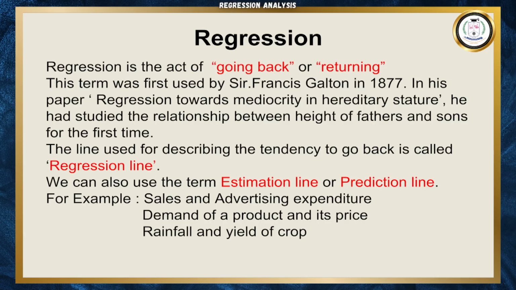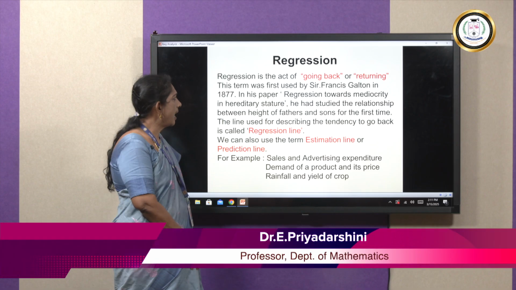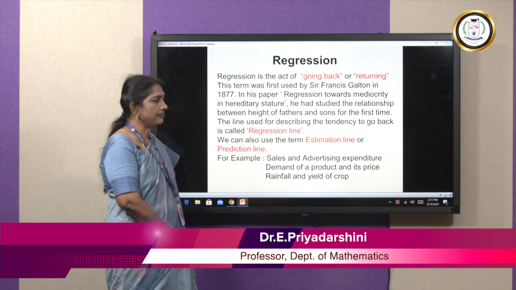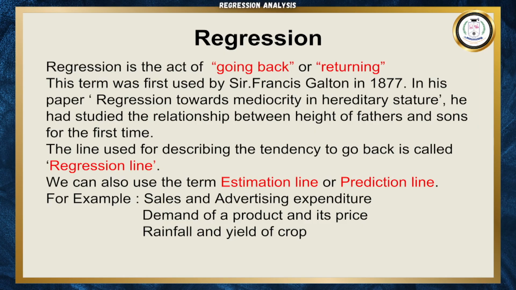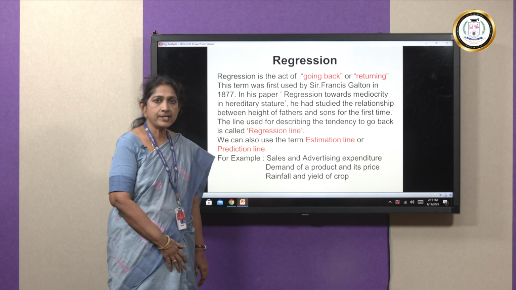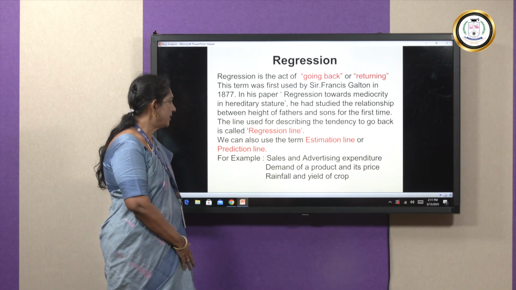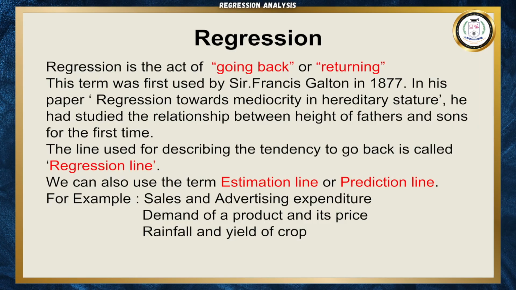What is regression analysis? Regression is the act of going back or regressing back, returning back. The term was first used by Sir Francis Galton in the year 1877 in his paper Regression Towards Mediocrity in Hereditary Stature. He had studied the relationship between the height of fathers and sons for the first time. The line used for describing the tendency to go back is called the regression line. We can also use the term estimation line or prediction line.